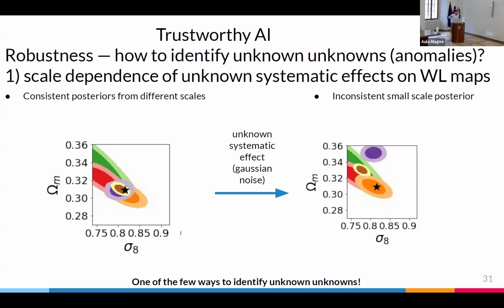On the other hand, if you have something unknown in the data, for example, let's say you just got your noise wrong, then maybe you have no problem on large scales, because noise doesn't matter very much on large scales, but you have a problem on small scales. Okay, and so you see that basically you have inconsistent posteriors between different scales. So that will be an indication that something is wrong in your analysis. Okay, so that's one way to identify unknown unknowns.